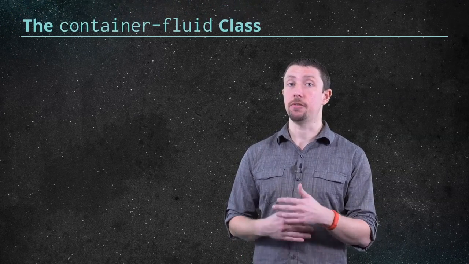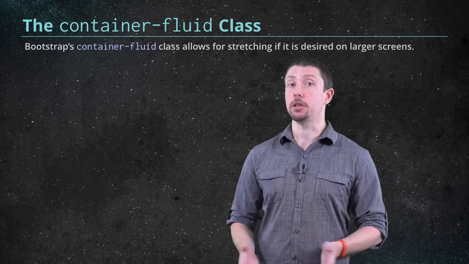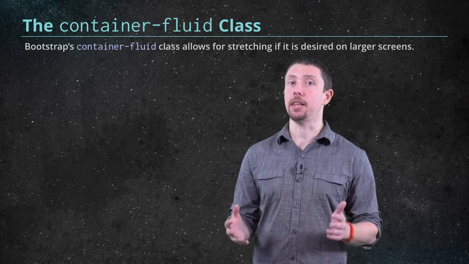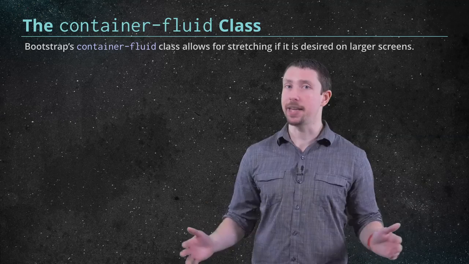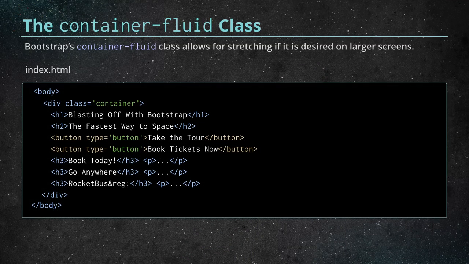So what if you have some content on your page that you want to stretch completely across it? You don't want it to be confined to a container. You might think you can just leave it out of a container and it'll work, but it might run up against the very edges of your page. To get around that, we can wrap our content in a container-fluid class. That'll add a little bit of padding within that element, but still allow the div to stretch the entire width of the page. So let's take a look at our page again.